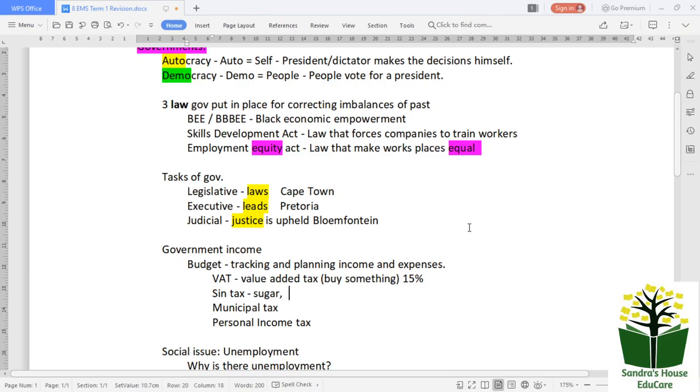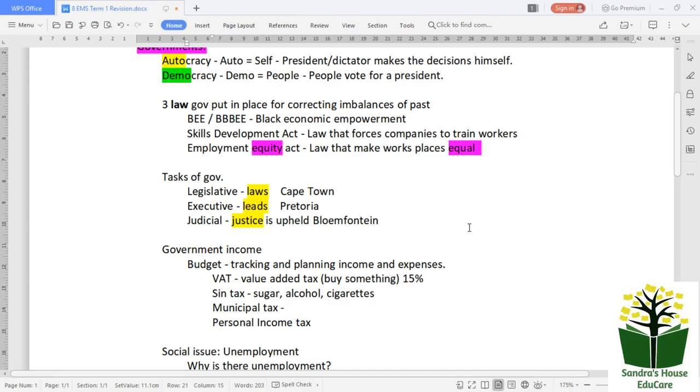Okay, then the other sin tax is tax on alcohol and cigarettes. Alright, so it's things that's bad for you, basically. The sins.